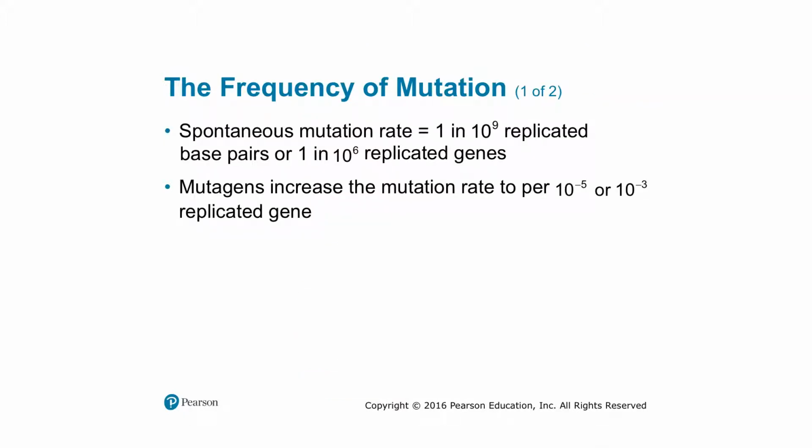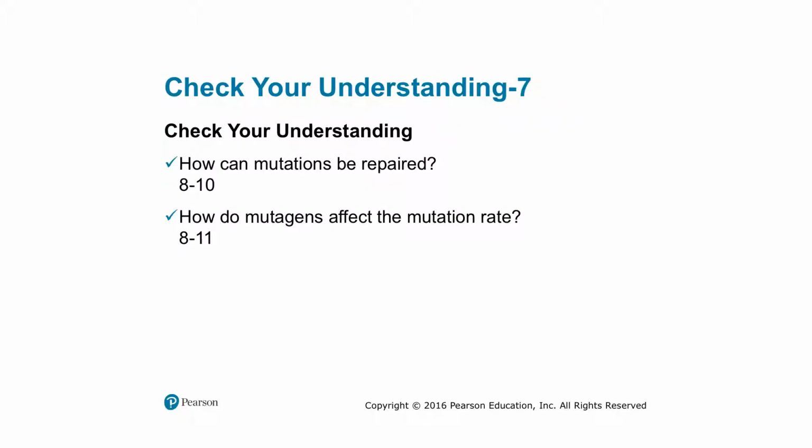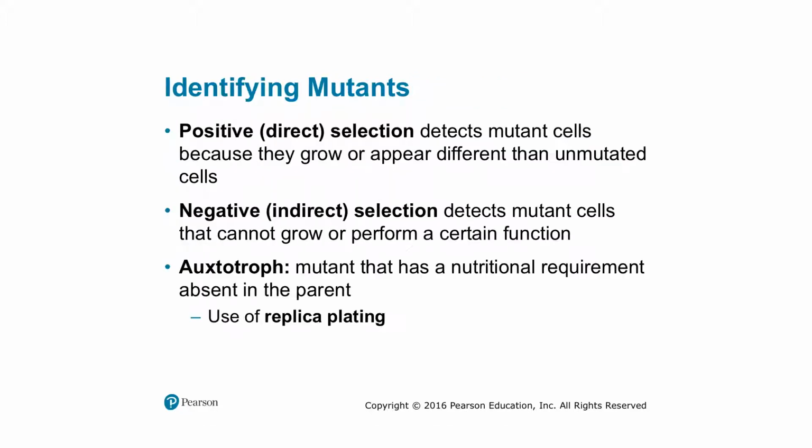And so the spontaneous mutation rates are about 1 in 10 to the 9 replicated base pairs, or 1 in 10 to the 6 replicated genes. And mutagens increase the mutation rate to 10 to the -5 or 10 to the -3 per replicated gene. So here, as your check your understanding questions, please make sure you understand these. If you don't, please ask a question.